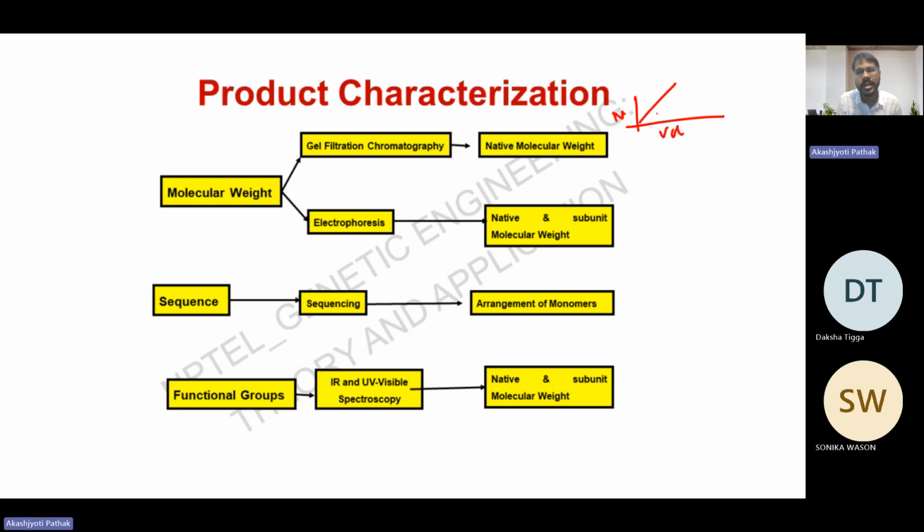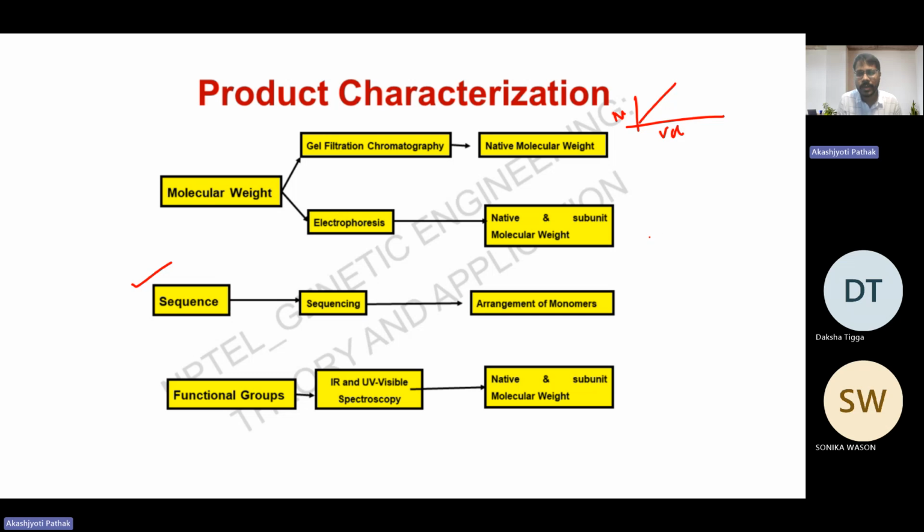Now, once you have the standard curve, then depending on the protein of interest, where it is getting eluted, you can extrapolate that and get the molecular weight of your protein. And also electrophoresis, we discussed the principle of SDS-PAGE. Now, another way of characterizing our protein is with the help of sequence.